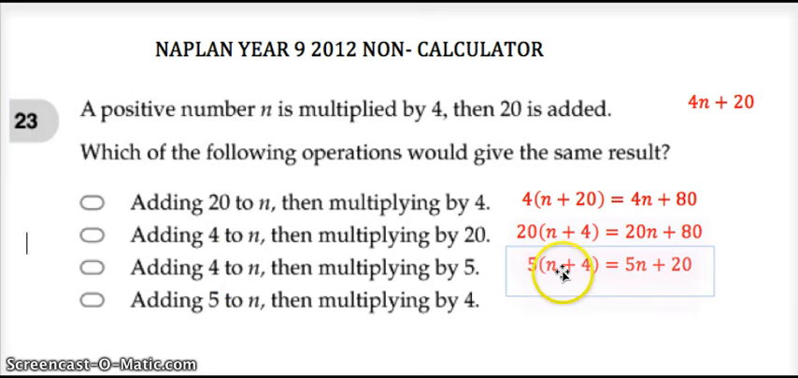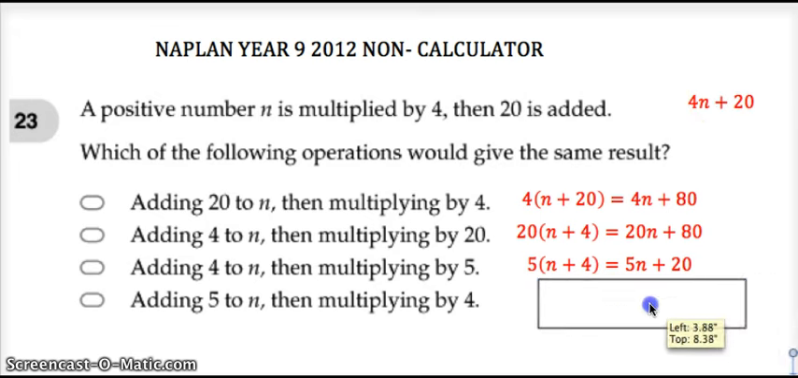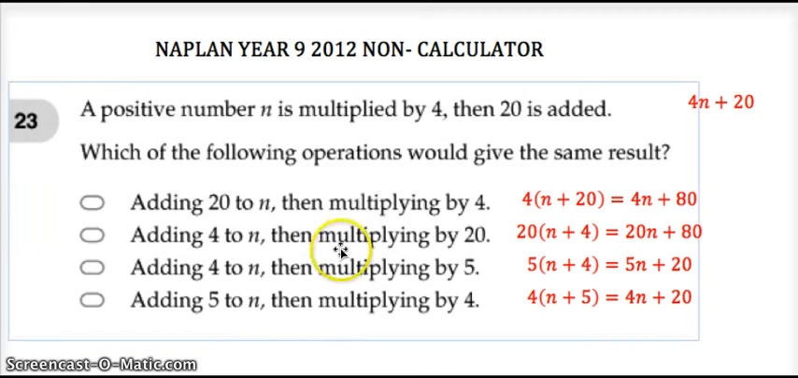I've added 4 plus n, or n plus 4, putting brackets around that so that we get a total, and then multiplying all of that total by 5. So whatever answer I get there, I'm then timesing it by 5. So now I'll expand the brackets. 5 times n is 5n plus 5 times 4 is 20. And we get 5n plus 20. Now that's not the same as 4n plus 20. So we're hoping it's going to be the bottom one. So let's have a look at that.